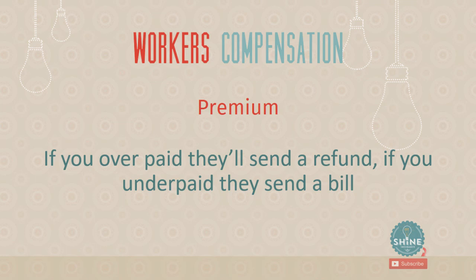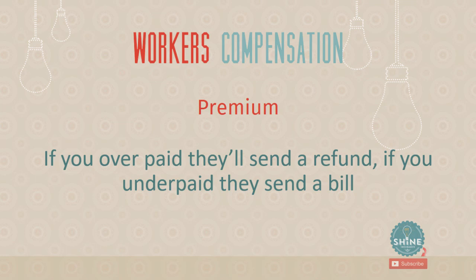If you overpaid, if you paid for more payroll or different jobs than actually happened, then the company will send you a refund check. But if you underpaid, if you underestimated your payroll, or if you said someone was clerical when they were actually up on roofs doing risky things, then the insurance company is going to send you a bill. And that's after the fact. So you could get a bill for the previous year's workers' compensation because of the audit. That can be very confusing.